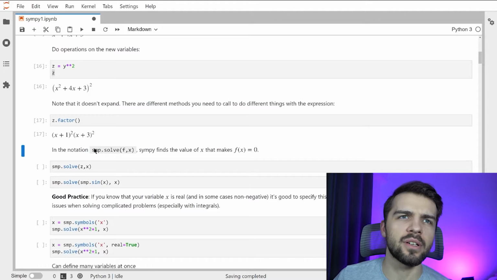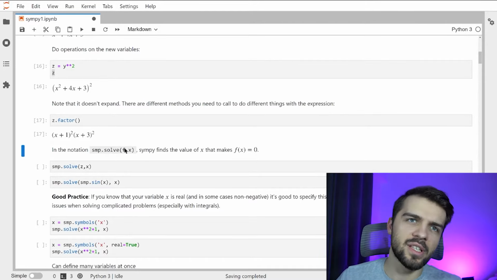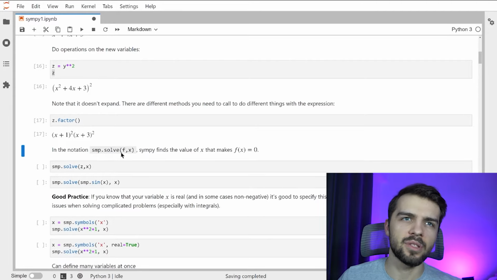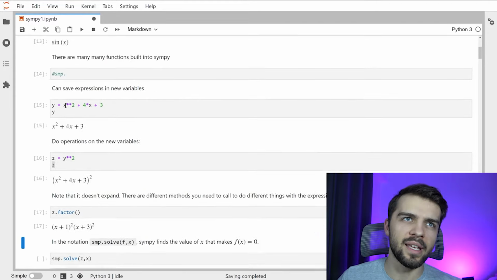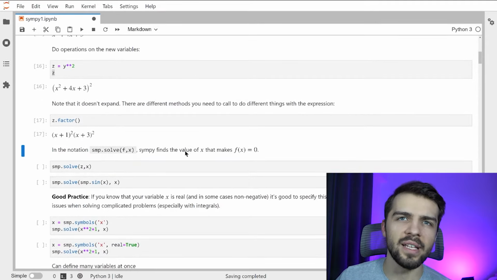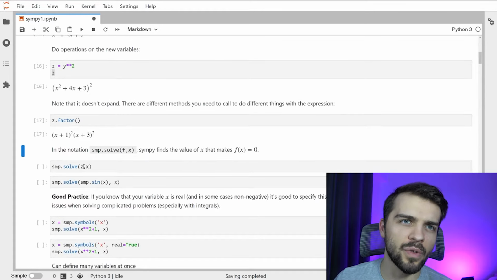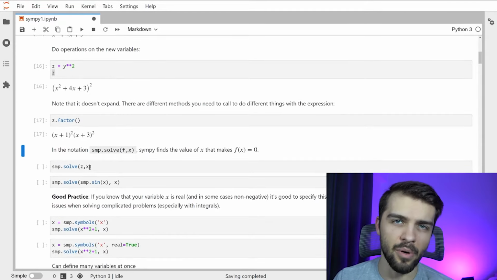So there's also something called sympy.solve, and it solves f of x. So the way this works is that f is a function of x. Right? So f is some variable, just like y here depends on x. There's some variable I have called f that depends on x, and this will find the value of x that makes f of x equal 0. So for example, z I know is equal to this expression here, z depends on x. So I solve for the value of x, this is important, that makes z equal 0.